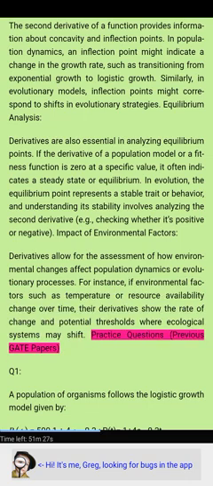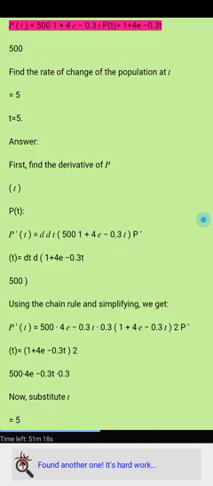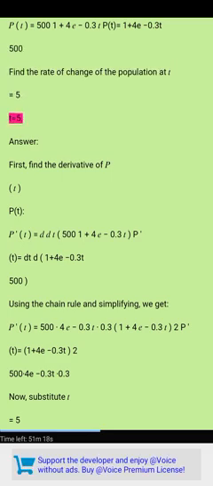Practice questions. Previous GATE papers. Q1. A population of organisms follows the logistic growth model given by P(t) = 500 / (1 + 4e^(-0.3t)). Find the rate of change of the population at t = 5. Answer. First, find the derivative of P(t).